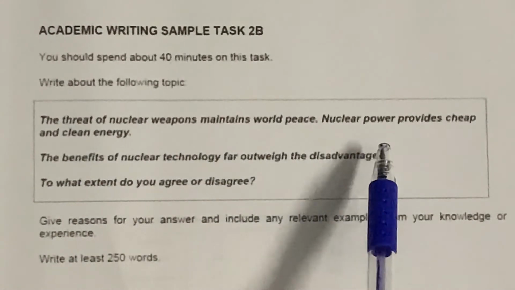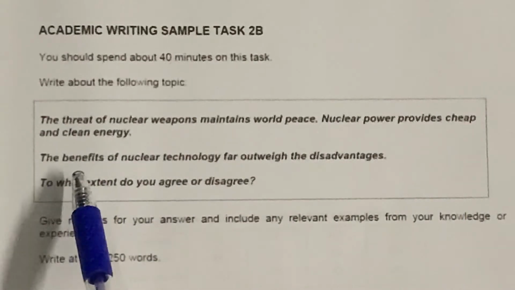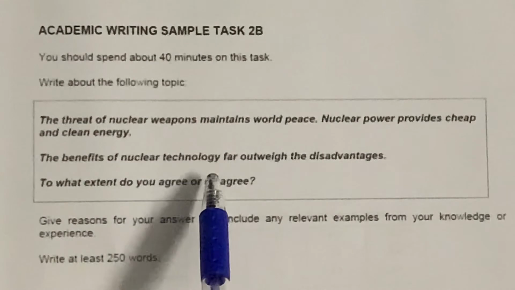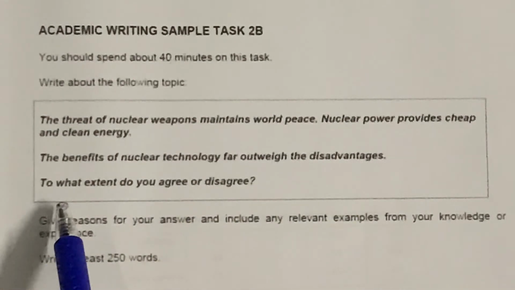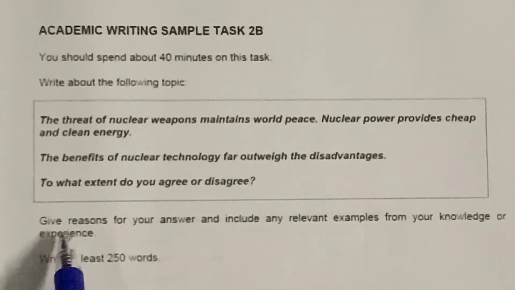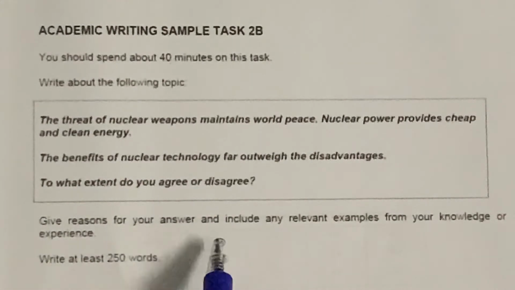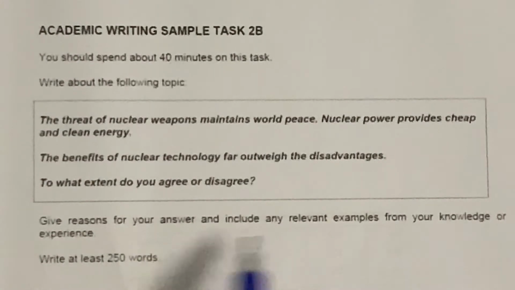Nuclear power provides cheap and clean energy. The benefits of nuclear technology far outweigh the disadvantages. To what extent do you agree or disagree? Give reasons for your answer and include any relevant examples from your knowledge or experience. Write at least 250 words.